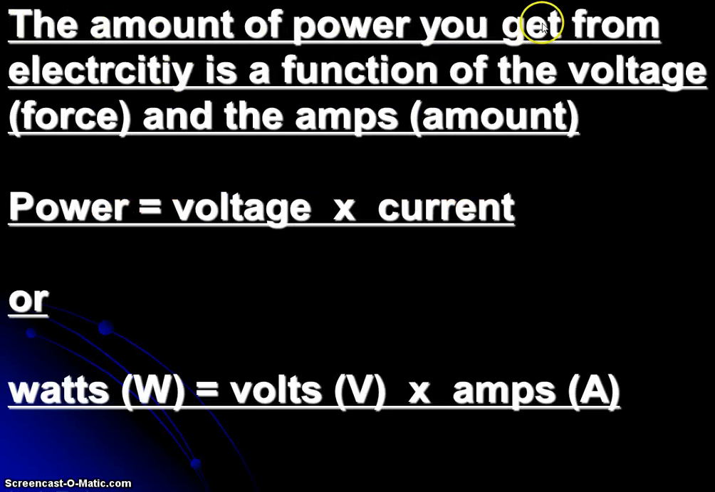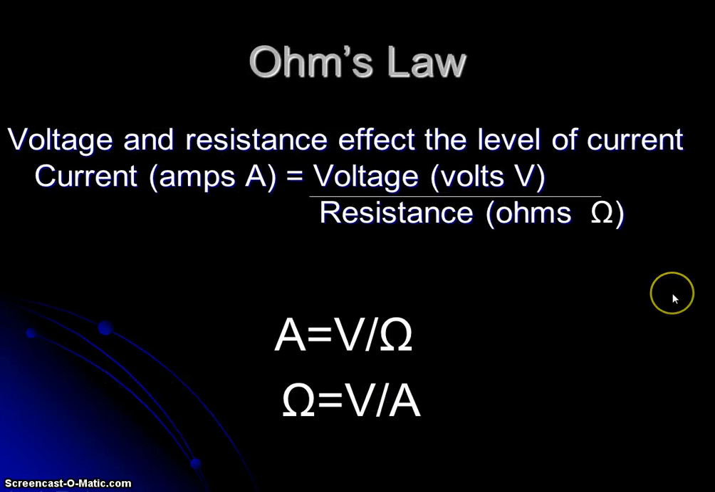Okay, so the amount of power, right? Remember power, that's how we can do work. The amount of power you get from electricity is a function relating the force to the amps. Your power is the voltage, once again, that's the force, times the amps. Power is measured in watts. Watts equals volts times amps. It's basically the total, a function of that relationship. Power equals volts times the current, or watts, which is what we measure power in, volts times amps.